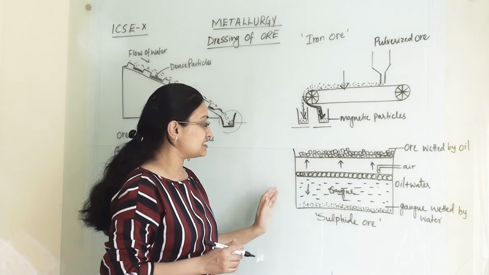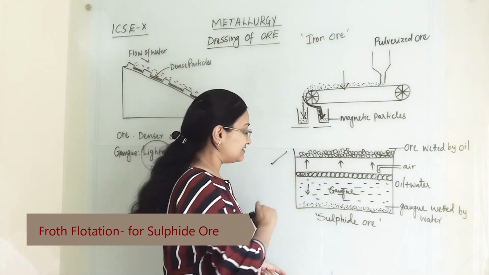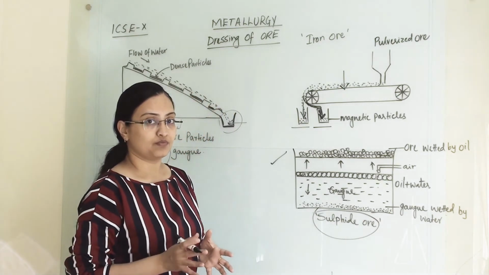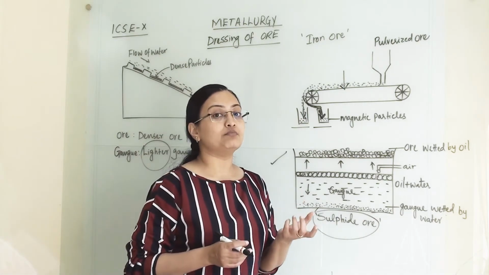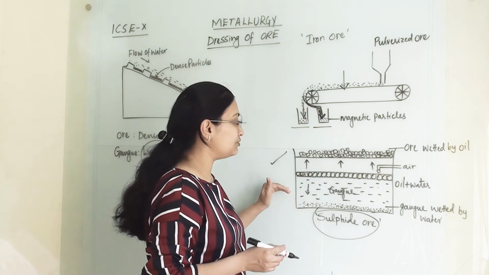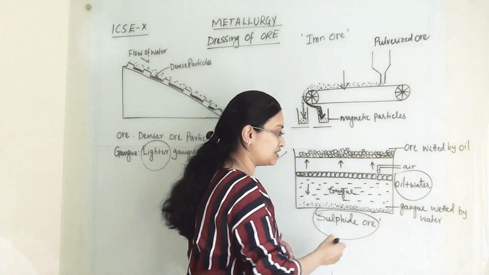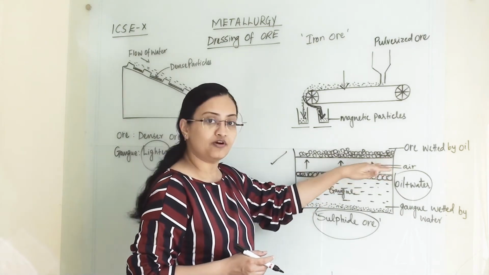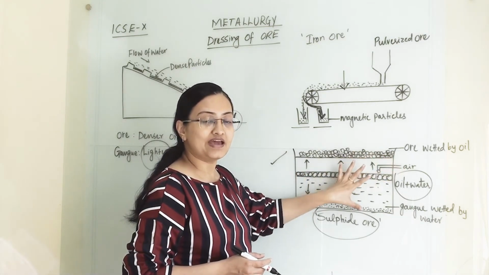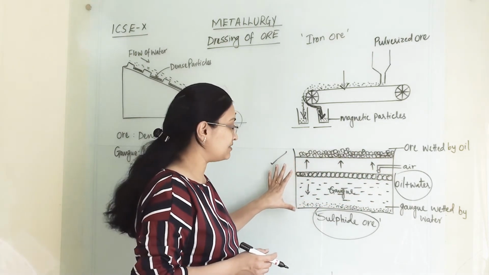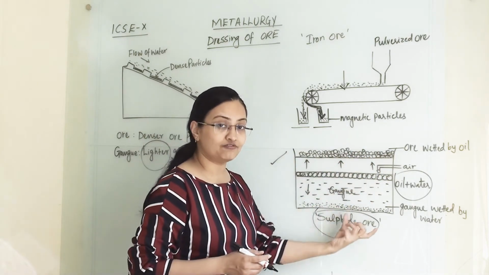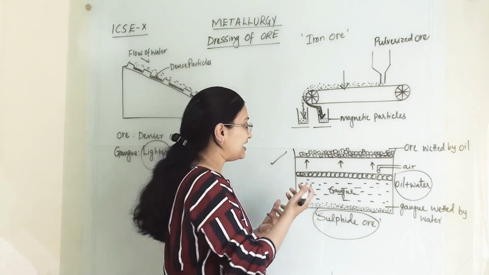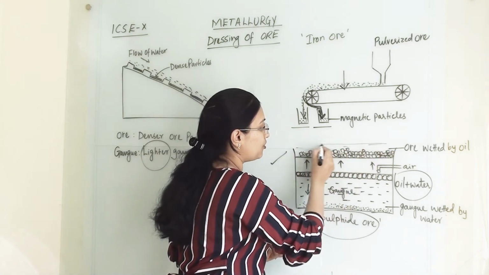Now third is froth flotation, and this process we use mainly for sulfide ore, because sulfide ore gets wet by oil. In this we take an oil and water mixture and put the ore in this vessel, and from the top we blow air into the vessel. The sulfide ore particles will get wet with oil and come to the top of the vessel.